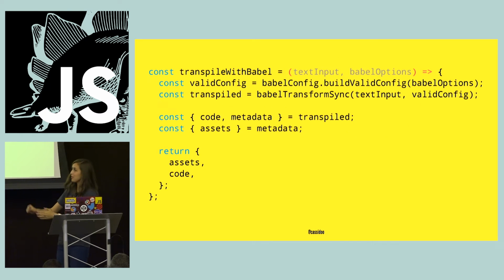And so we have this function where valid config, we take our options that I mentioned with code is true, source maps is false and stuff, put that together, and then we take the text input of the user's code in the pen and use that with the valid config to transpile it all together with this Babel transformSync. And then we get our transpiled code, and then we also get metadata from that.